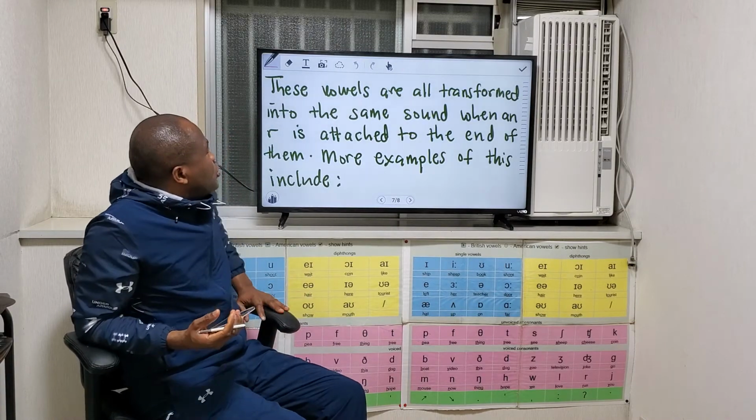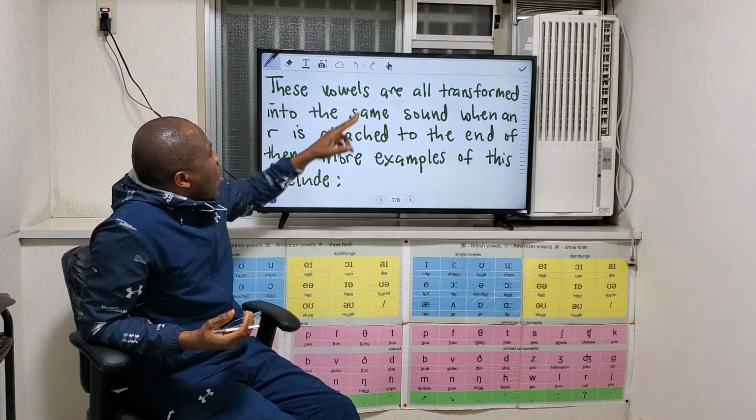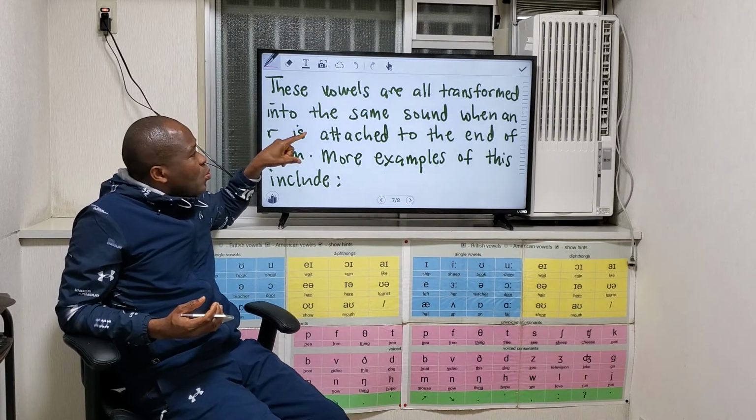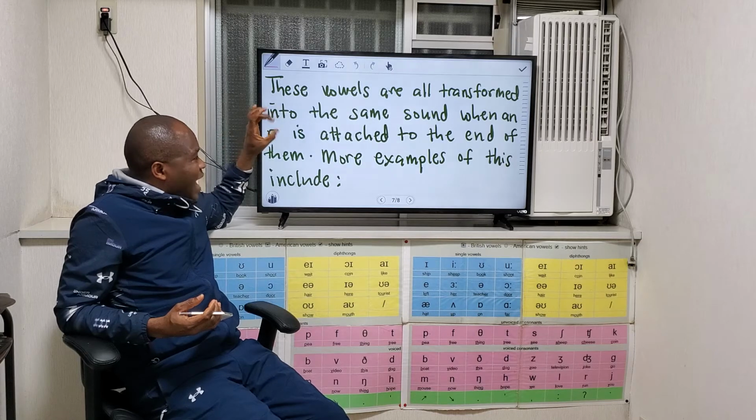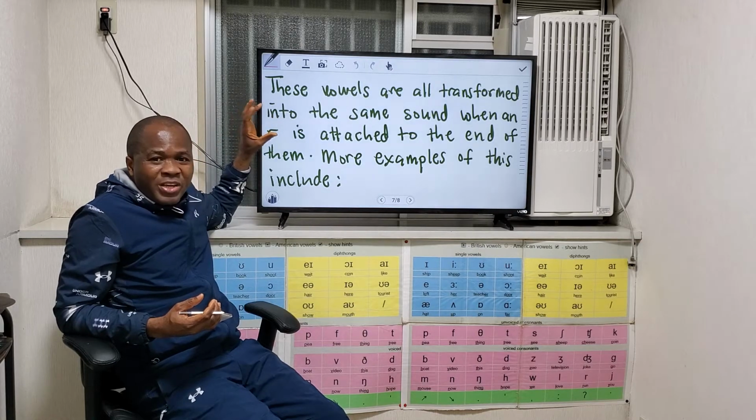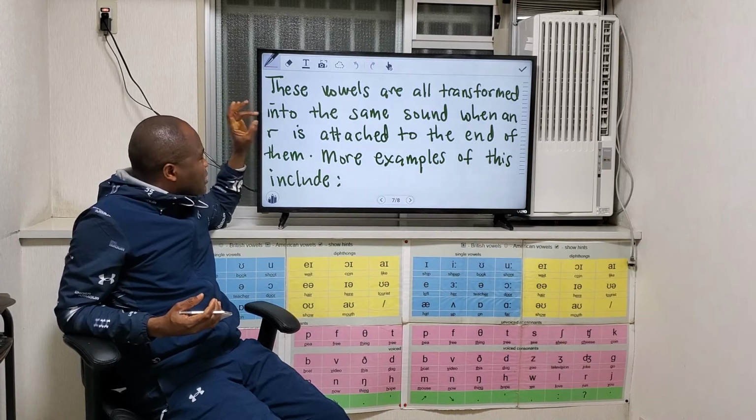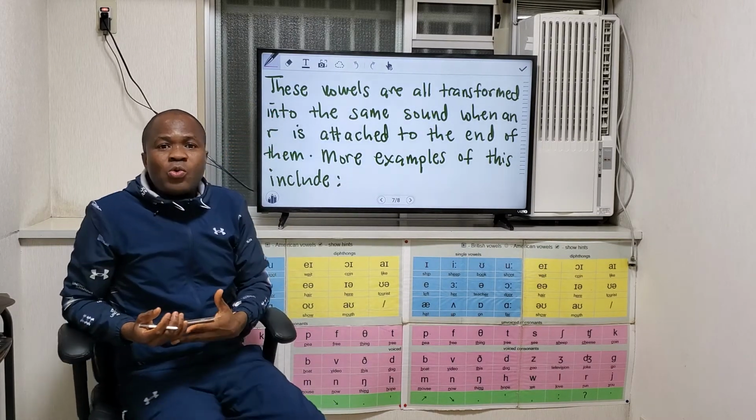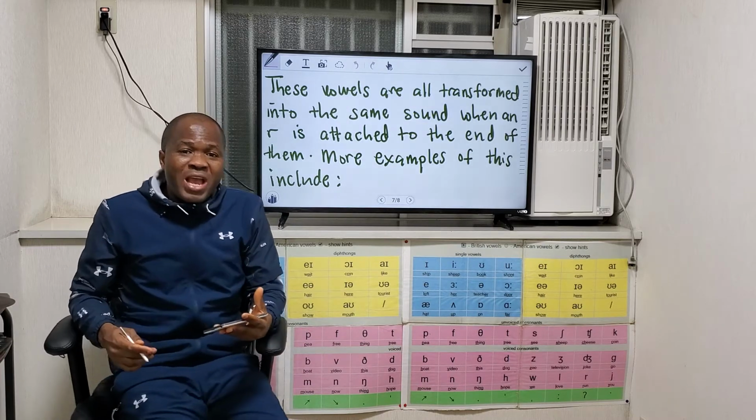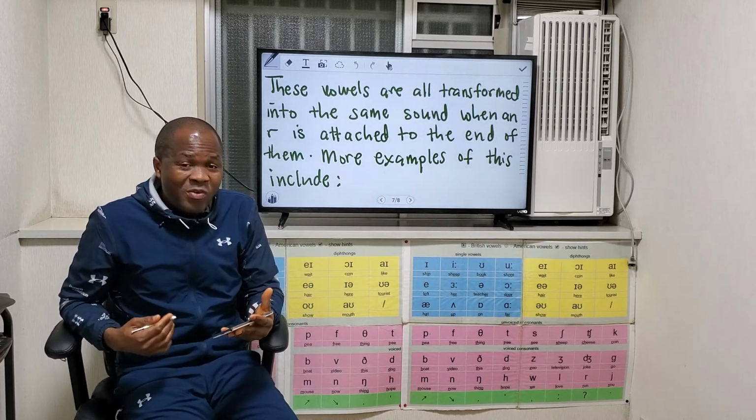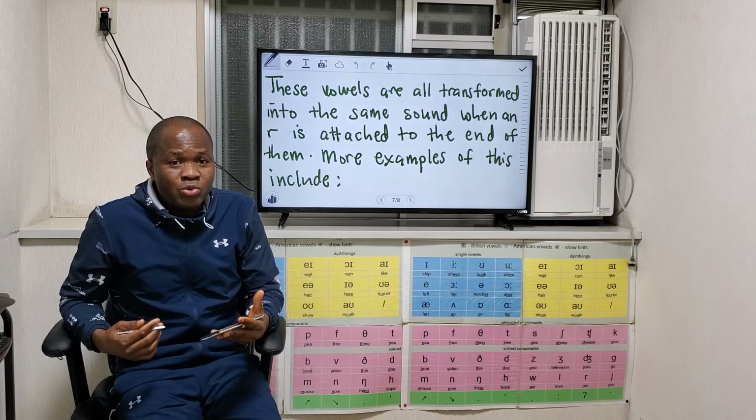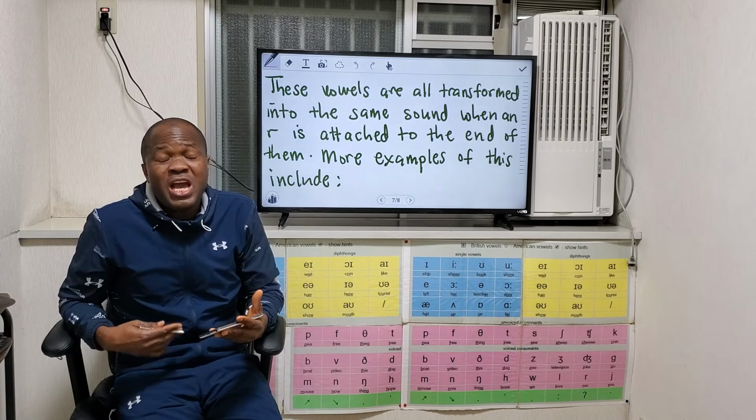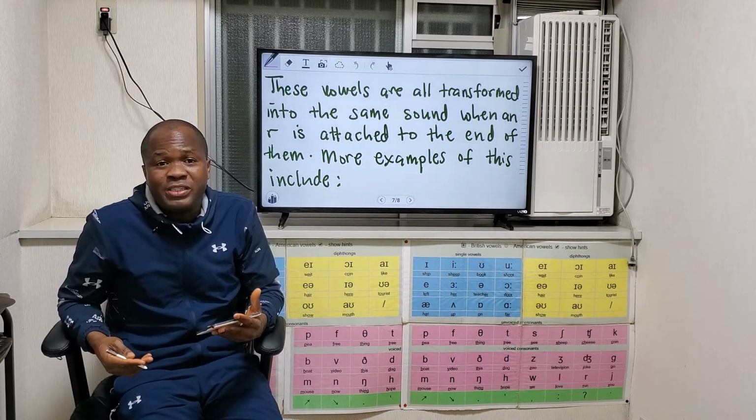So let's continue. These vowels are all transformed into the same sound when an R is attached to the end of them. More examples of this include. So what we are saying is that whenever we add R to these vowels that we have given, I, E, or U, they make the same sound as the ER control vowels. They make the same sound.